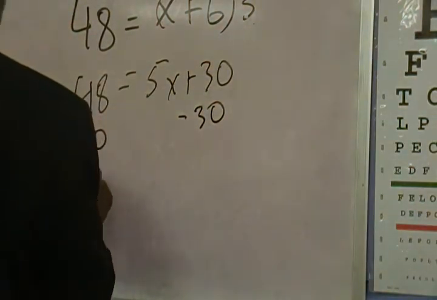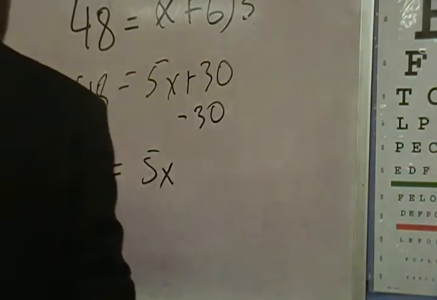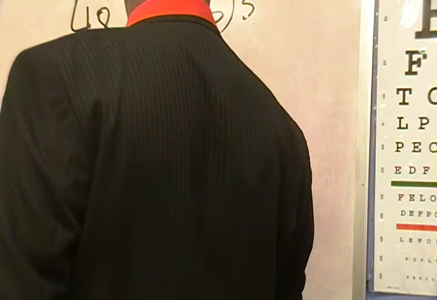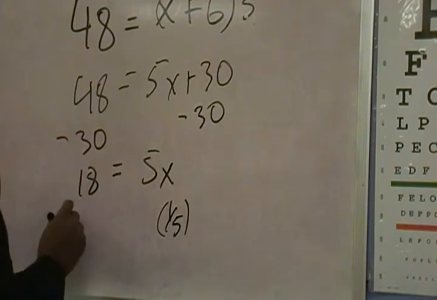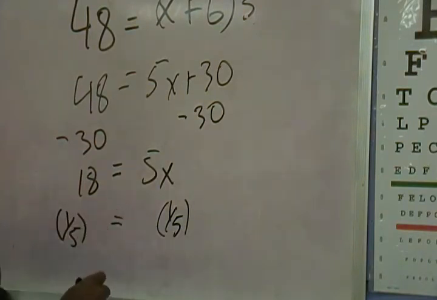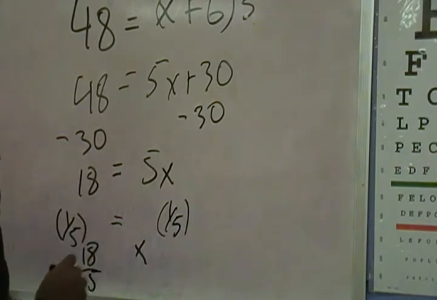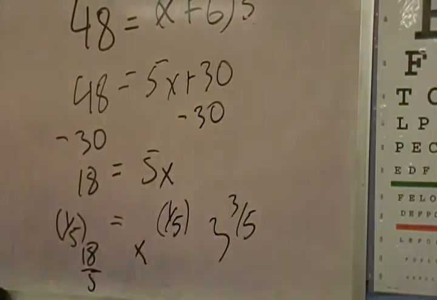That's going to give me 18 equals 5x. Then I use the reciprocal, 1/5, and multiply each side by 1/5. I'm going to get x equals 18 over 5, which is still going to be, if you divide 18 by 5, 3 and 3/5. Same thing.